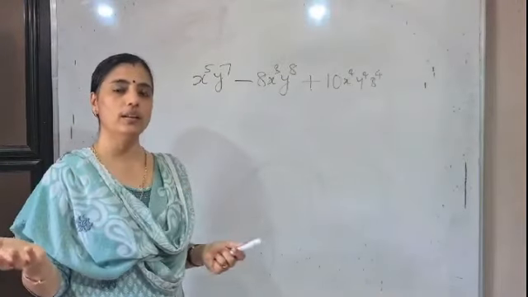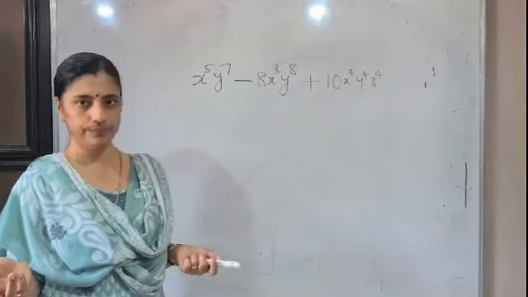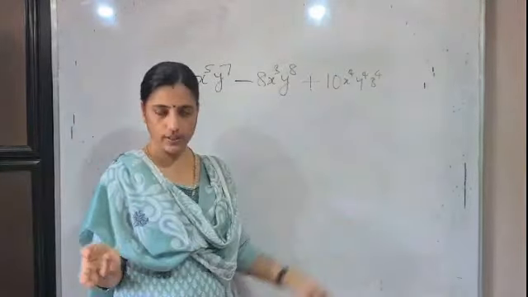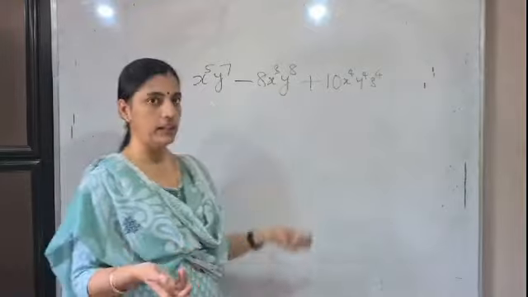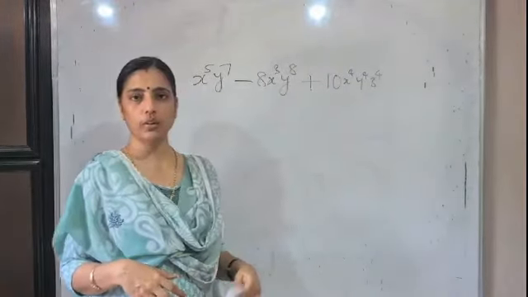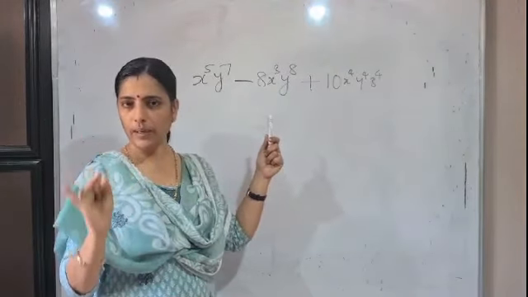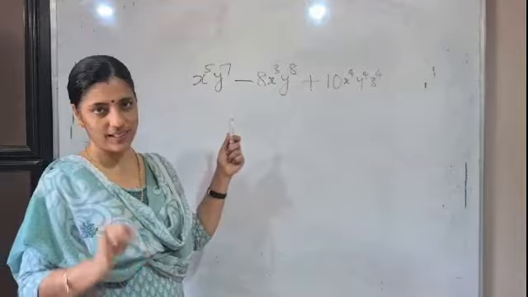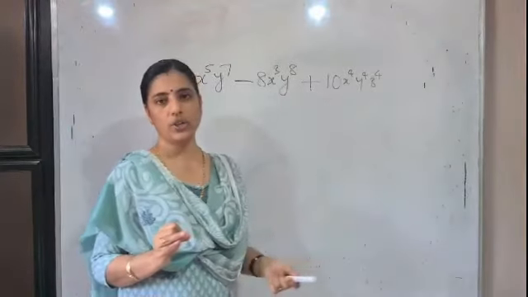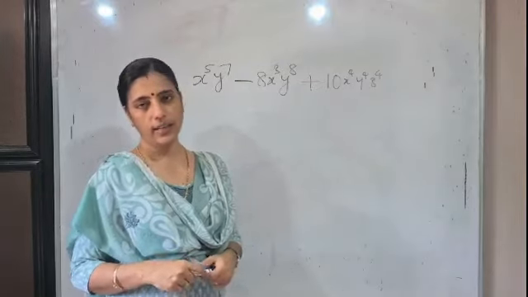If there is more than one term, you can call it poly. Poly stands for more than one. So you can call it a polynomial or a multinomial. Okay, no problem. But the special name is what? The other two, polynomial and multinomial, are general names. Otherwise, the specialized name is trinomial, because 3 terms are there.